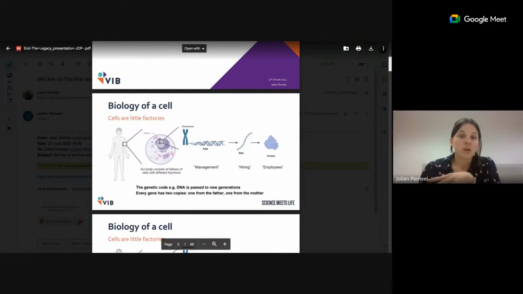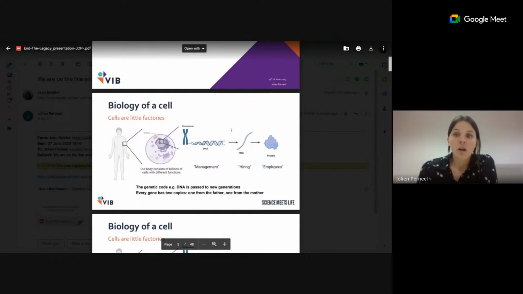And if you will, you can compare a cell to a little factory, as in the DNA is sort of the management. So they carry all the information on what things need to be done and how they should be done. And this message is then distributed to, let's say, human resources, which is the RNA, and then they hire certain employees to carry out the job, and these employees are the proteins. And this genetic code is the basis of everything and is passed on from generation to generation, and each gene has two copies. So you receive one from the father and one from the mother.